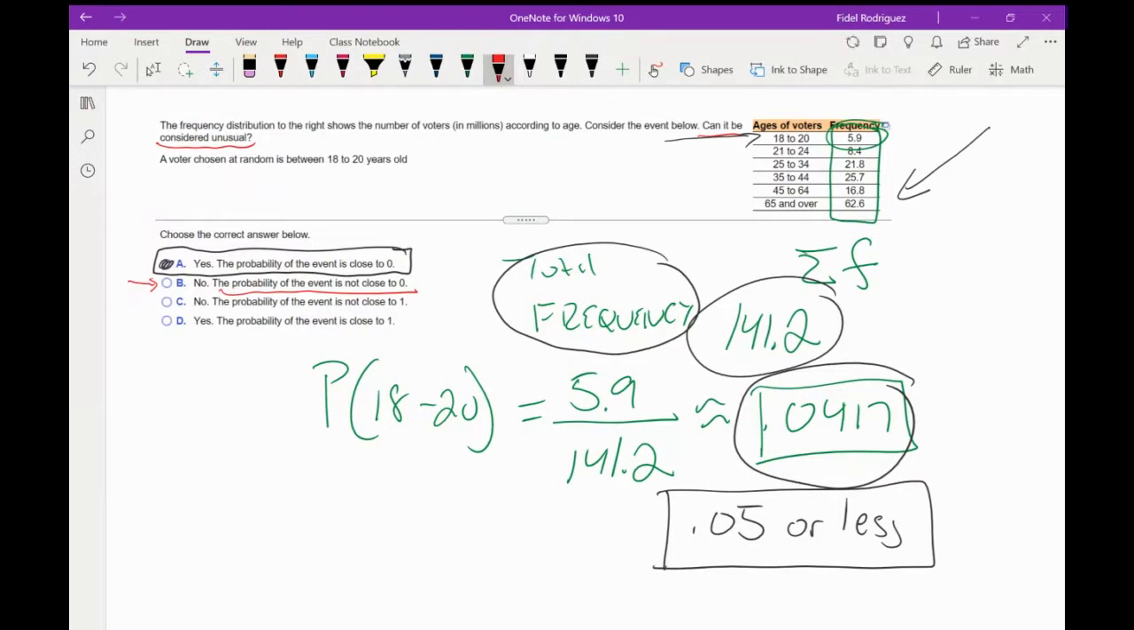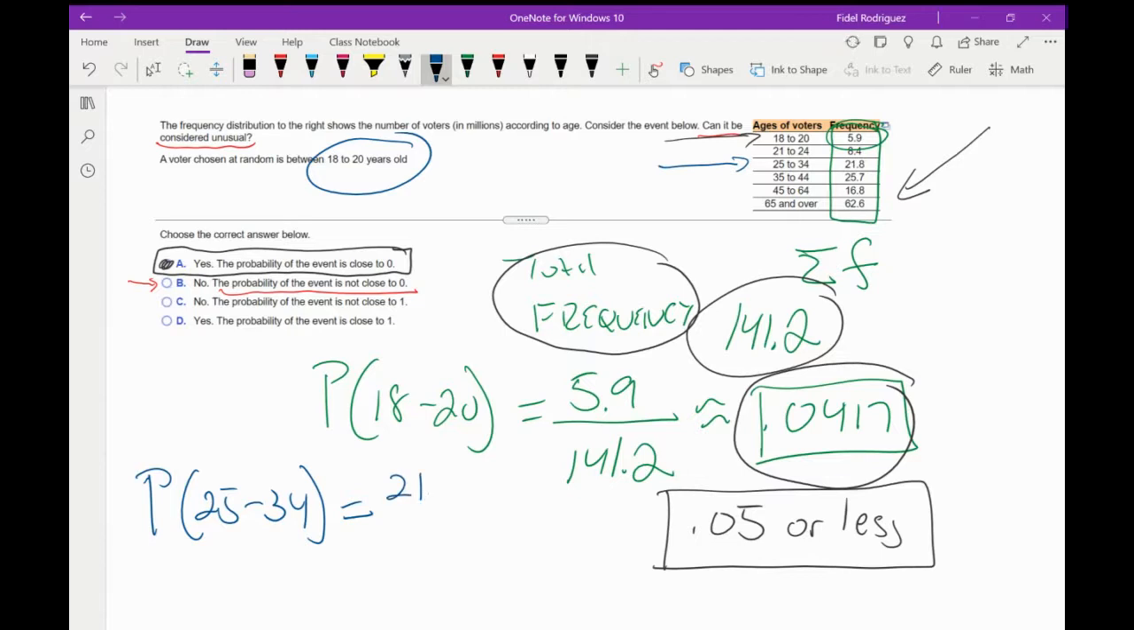So if my answer, I'm going to make this up. Let's do the same problem, but instead of looking at the 18 to 20-year-olds, suppose we pick the 25 to 34. So if I said, let me look at the probability for the 25 to 34, I would then take 21.8 and divide it by 141.2.